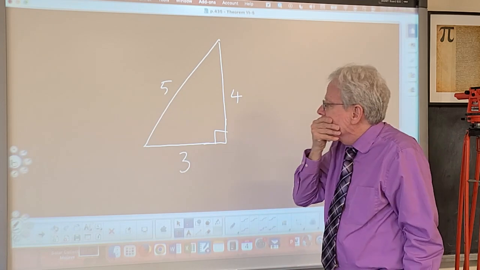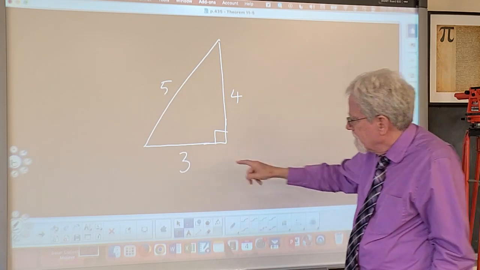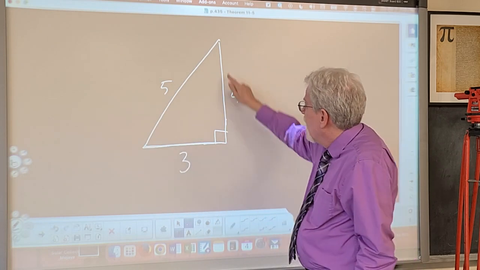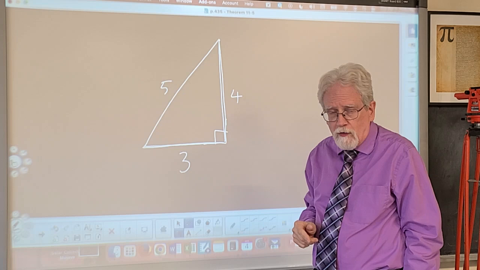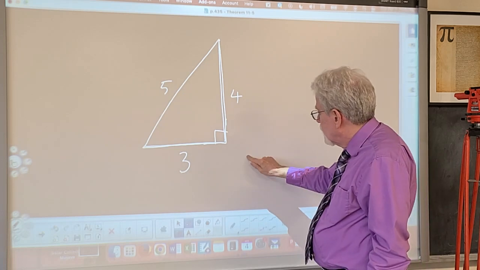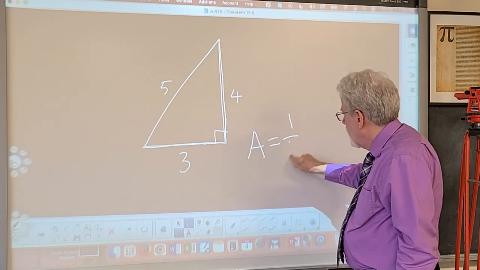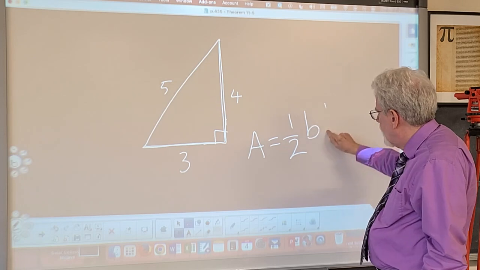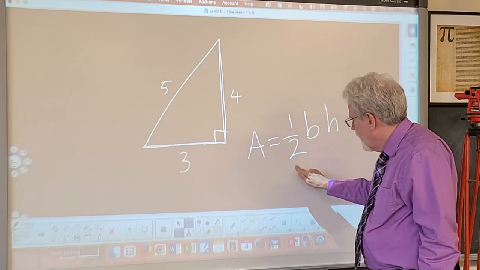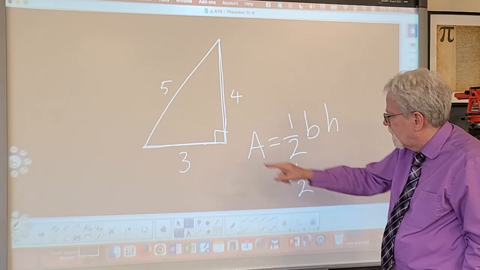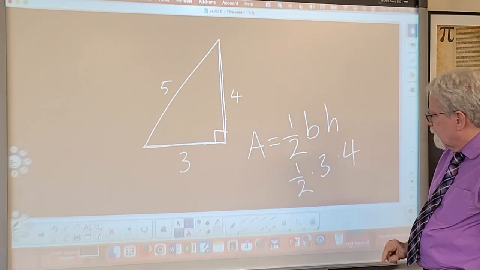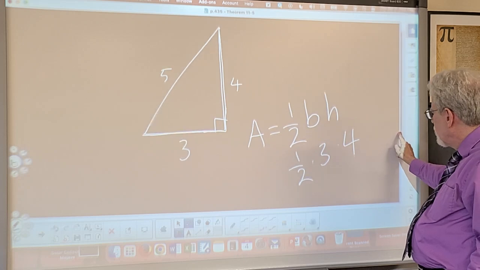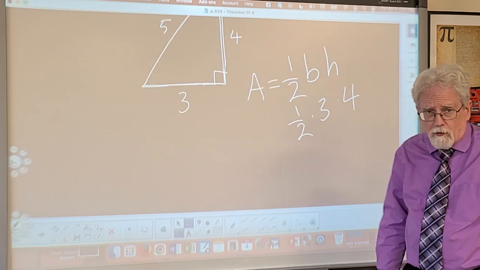So that means that they've already given us the base and the height. The base is 3, the height is 4. The area of a triangle is 1/2 times the base times the height. So we have 1/2 times the base of 3 times the height of 4. Now, the trick with that is there's nothing that says you have to do it in that order.